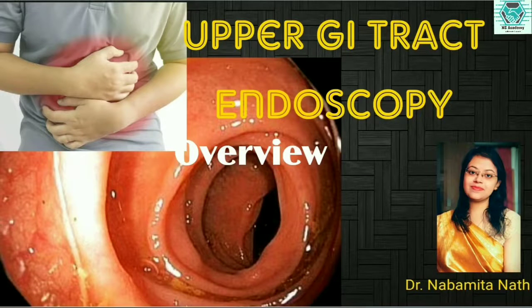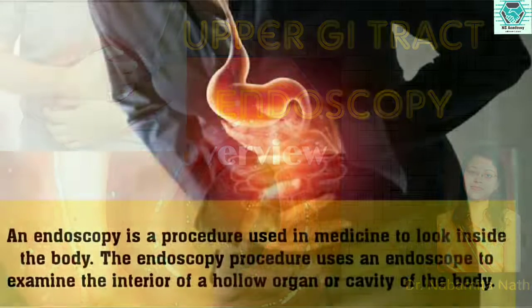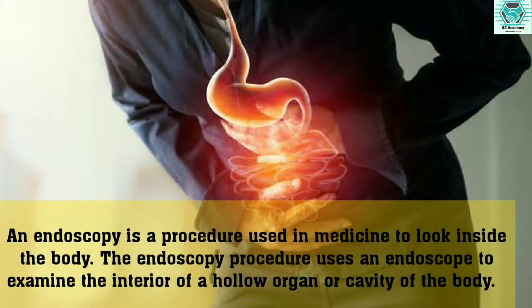Today I will discuss the process of upper GI tract endoscopy. Now what is endoscopy? It is a procedure that involves inserting a long flexible tube, which is called an endoscope, down the throat and into the esophagus.